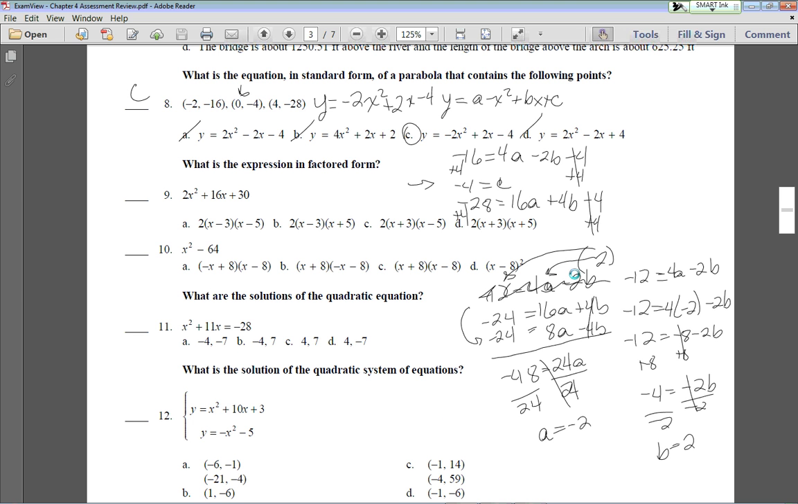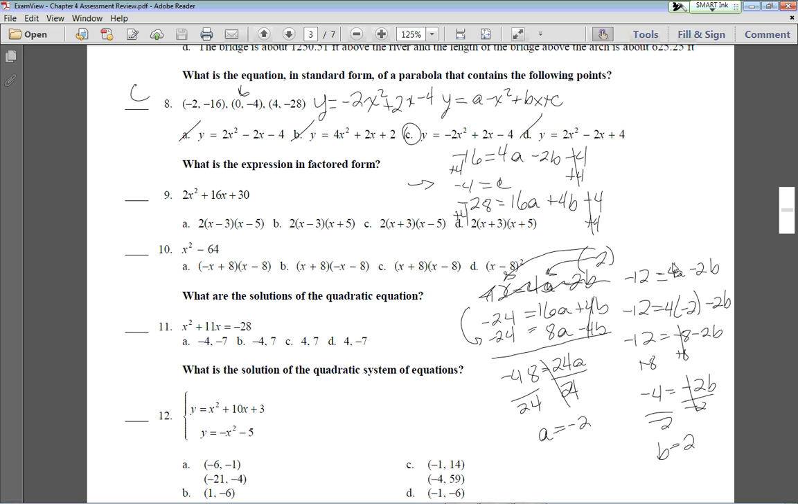And now we just have a simple 2-variable system, which I solved by elimination by multiplying the top equation by 2, getting negative 24 equals 8a minus 4b. These two cancel out, which was the whole point in using elimination. 16a plus 8a is 24a, negative 24 plus negative 24 is negative 48. Divide both sides by the 24, so a equals negative 2.